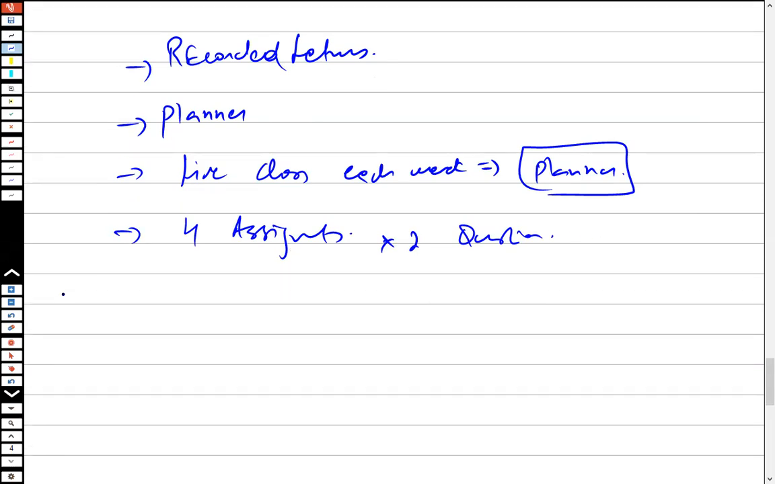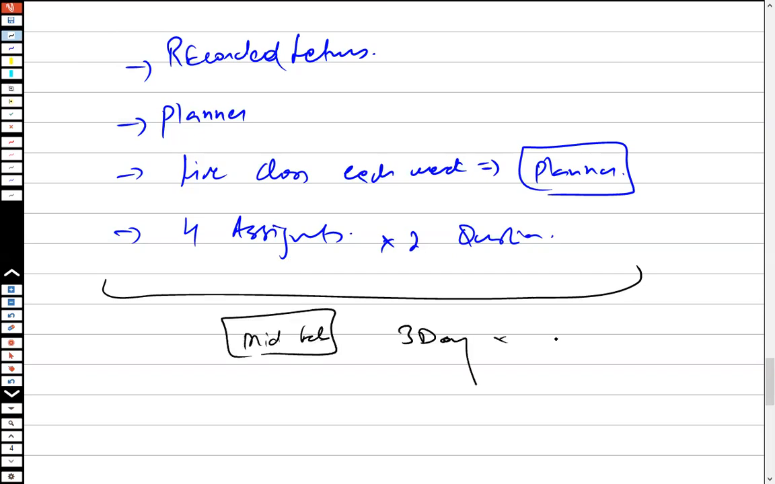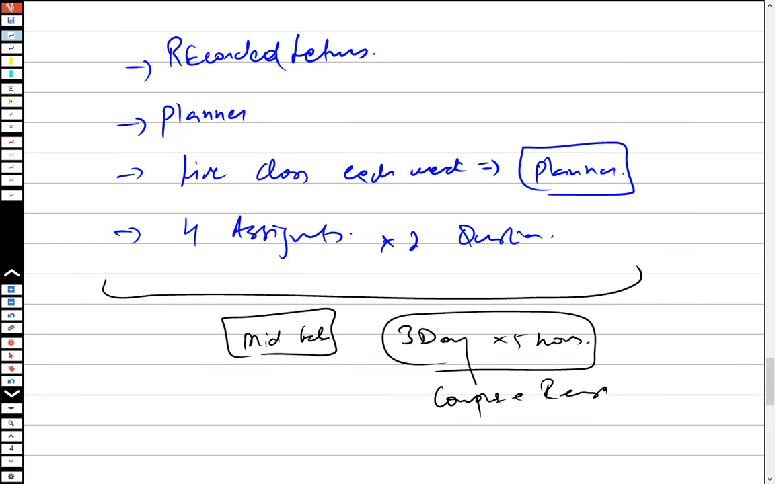We have this orientation session today. The live classes start from next week, once the planner is shared with all the registered students. Around mid-February, I'm expecting to conduct a 3-day session, probably 5 hours each, which is going to be a complete question-based revision of the AFM syllabus. That is the approach I'll adopt.